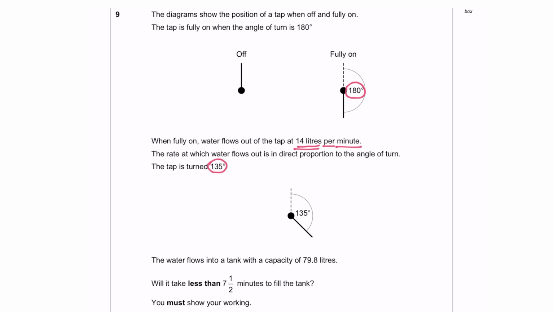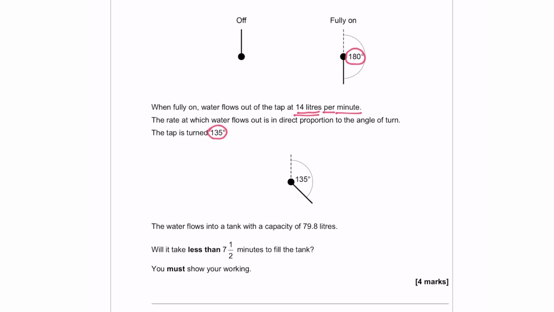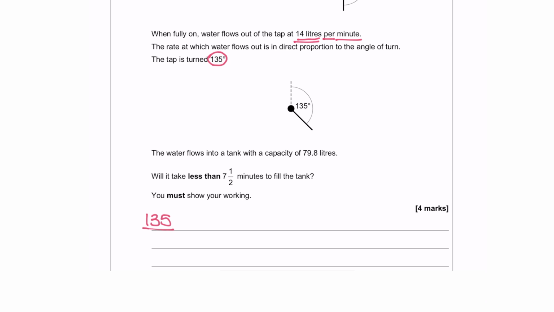Okay, so let's work out, first of all, how much of the 180 it's turned. So in our calculators, 135 over 180. And you can stick that in your calculator with the fraction button, and it will tell you that's 3/4. So it's 3/4 open. If it was fully on, it would be 14 litres. So if we work out 3/4 times 14, that tells us how many litres per minute is flowing out.